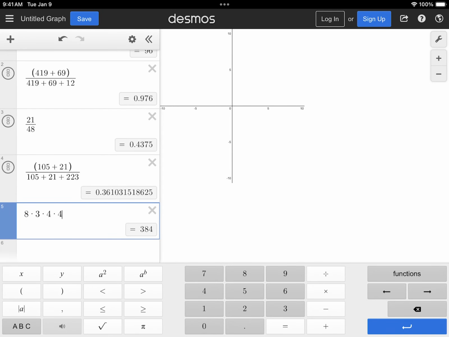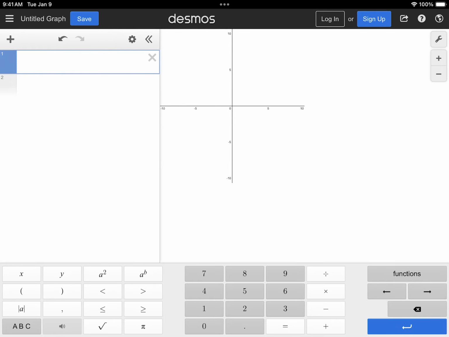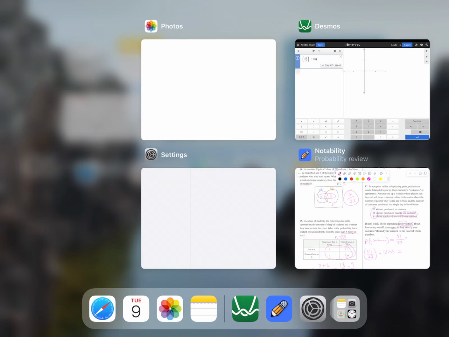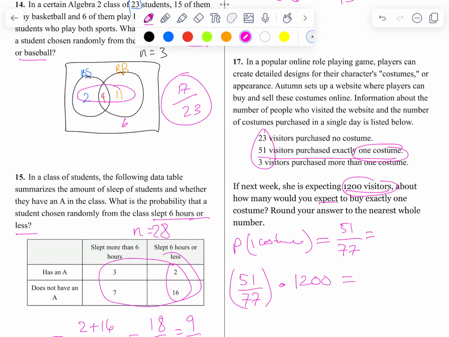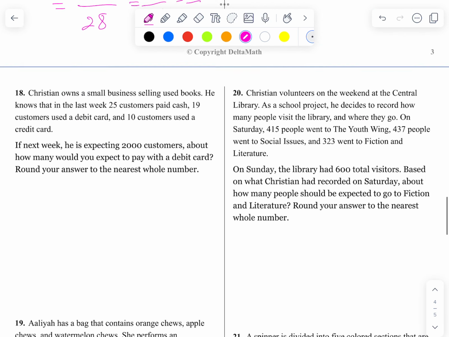So in here, we'll do 51 divided by 77, and that's the decimal, but then I'm going to times it by 1200 to figure out how many of them. So about 794.8, but you can't really have 0.8 of a person, so we'd round it up to about 795 people, because that's the nearest whole number.